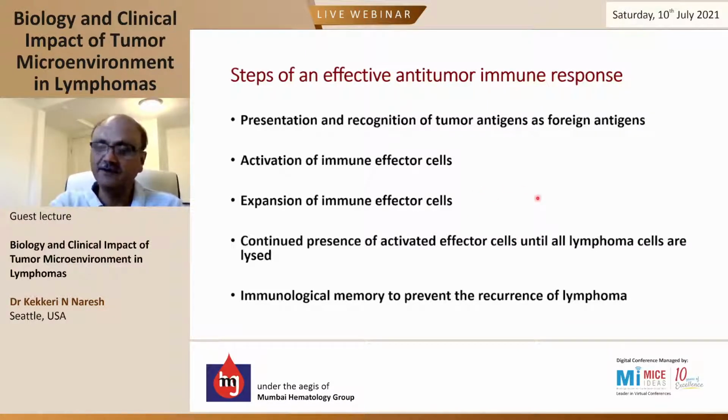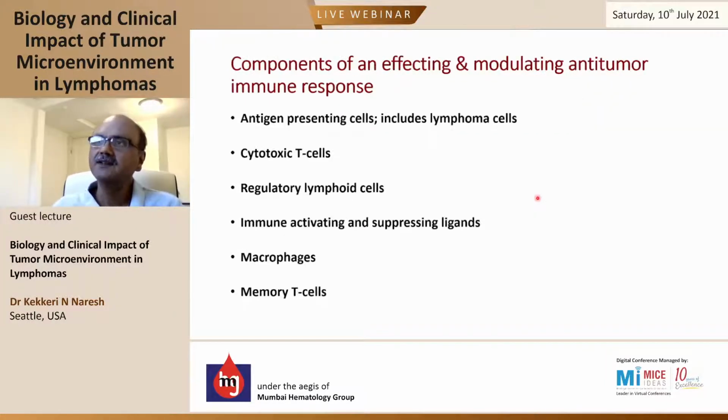This is what is important for an effective immune response. So what are the components of an effective immune response and also the way the anti-tumor immune response can be modulated? Antigen presenting cells are key so that the cancer antigens are presented, and lymphoma cells, being an immune cell, can themselves present as an antigen presenting cell. And the key players, as I said earlier, are the cytotoxic T cells and the macrophages.